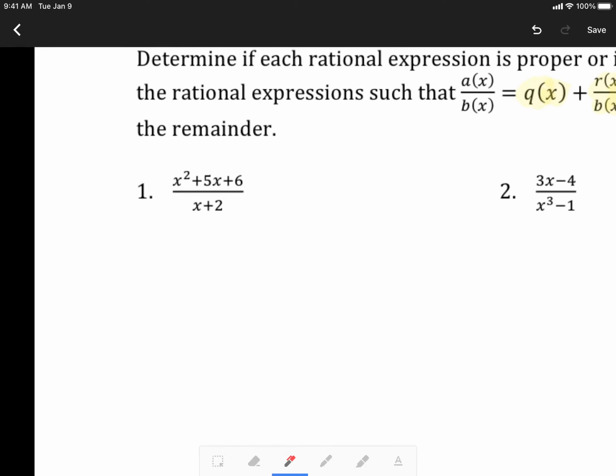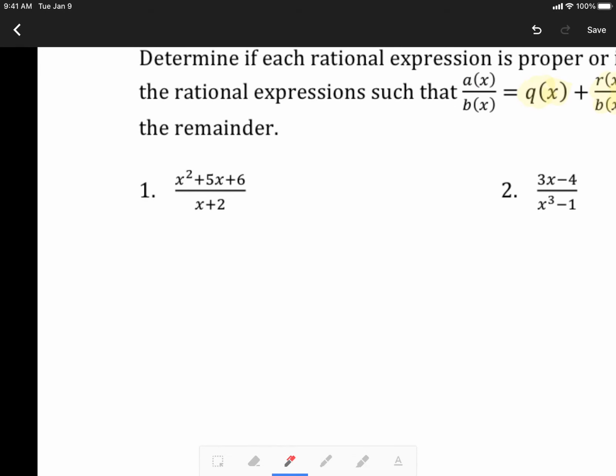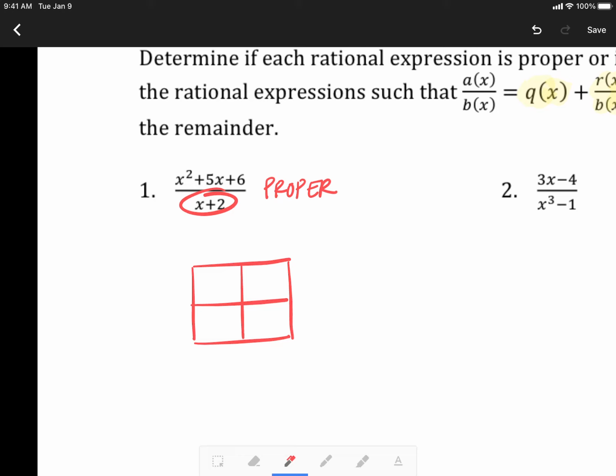So let's look at number 1. Number 1, we see that it's x squared over x to the first. Because the numerator's degree is larger, this one is improper. So let's rewrite this as a mixed number. And that's going to require some division. So we are going to set up our box division just like we did in Module 3. I'm dividing by x plus 2, so that goes on the side of the box. And I'm dividing into this numerator, so that's going to fill in the box.